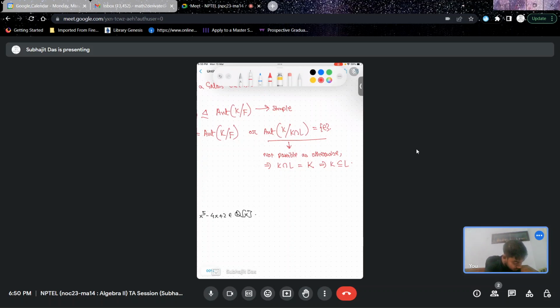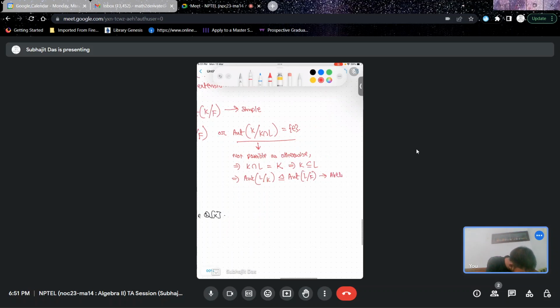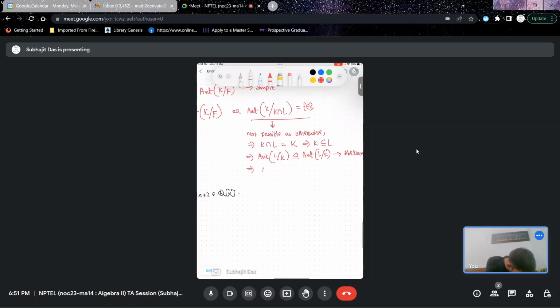Which implies Aut(L/K) is a normal subgroup of Aut(L/F), as this was abelian, which implies that Aut(K/F)... this is a Galois extension. Yeah, we don't even need this. We already know that K over F is a Galois extension. So Aut(L/K) is certainly a normal subgroup. So maybe I'll just erase that step.